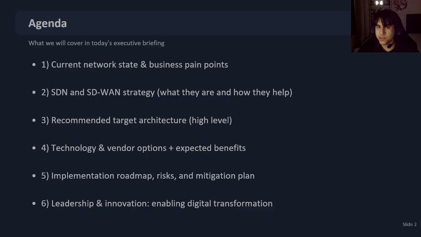In this briefing, I'll start with the current network state and the biggest pain points. Then I'll explain SDN and SD-WAN in plain terminology. I'll walk through the future state architecture that we plan to implement in this organization and give vendor recommendations as well. I'll also cover a phased roadmap with risk mitigation, and I'll close with leadership and innovation.